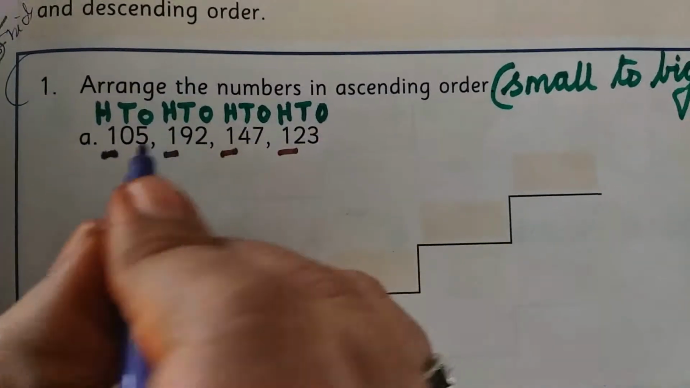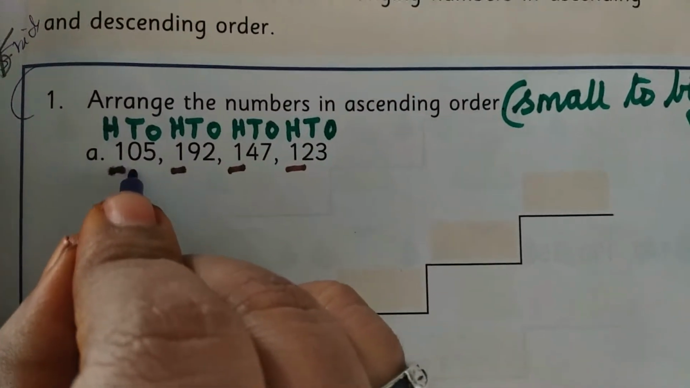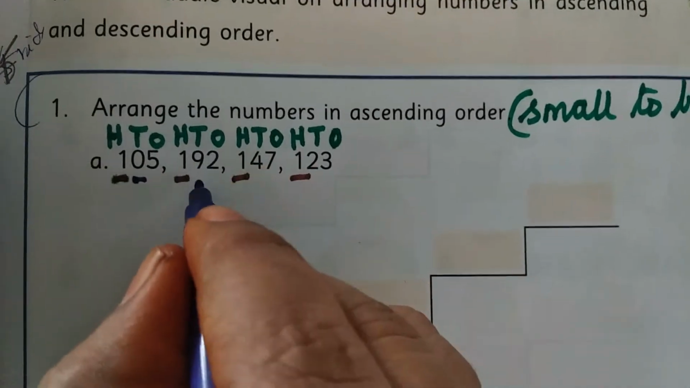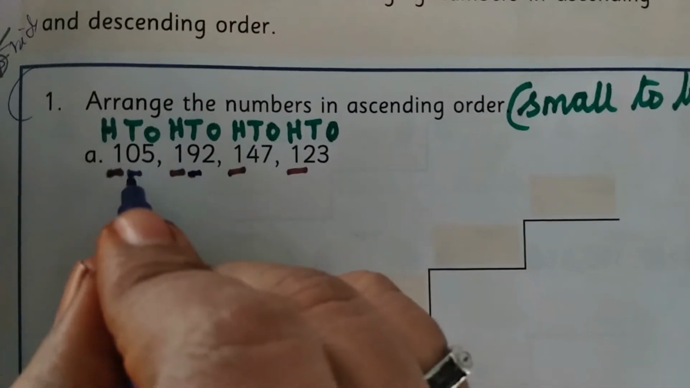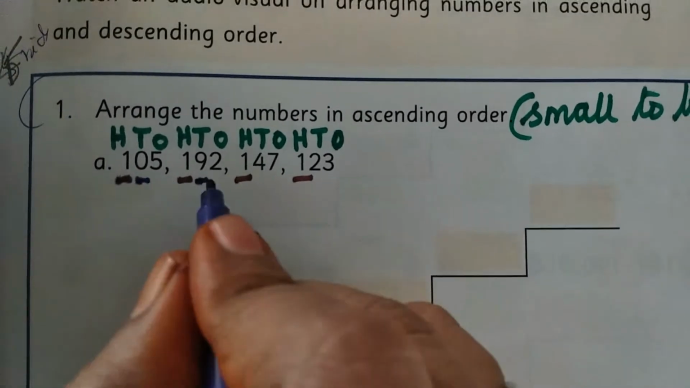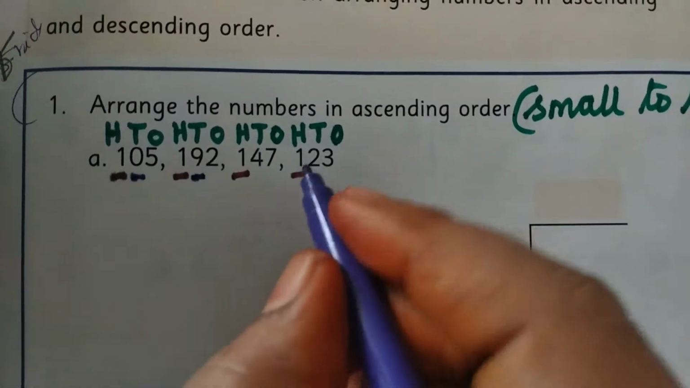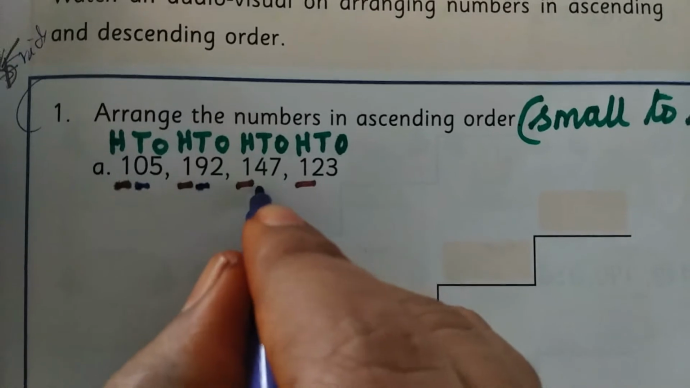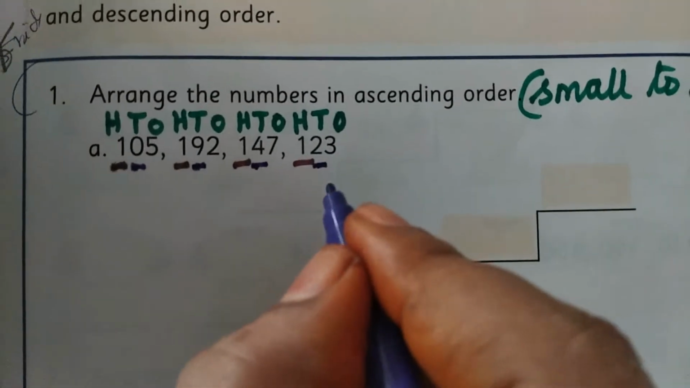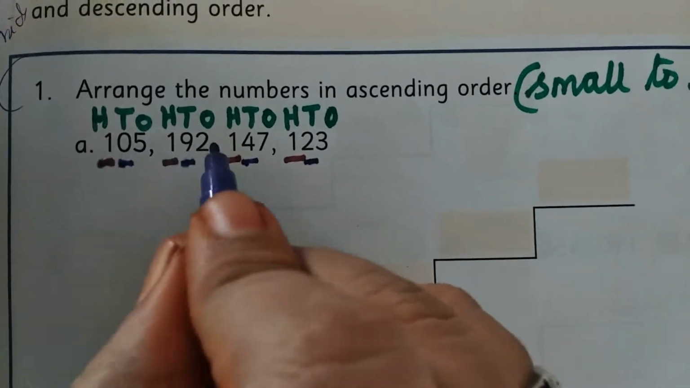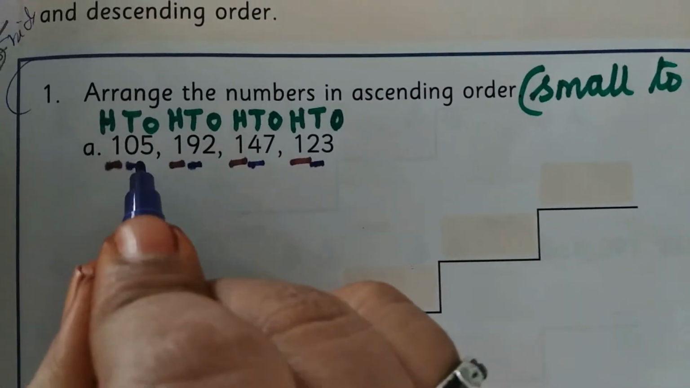So, see the first number. So, here we have 0 tens. First number we have 0 tens and second number we have 9 tens and for the third number we have 4 tens and the last number we have 2 tens. Okay. Yes. Which one is small here, children?